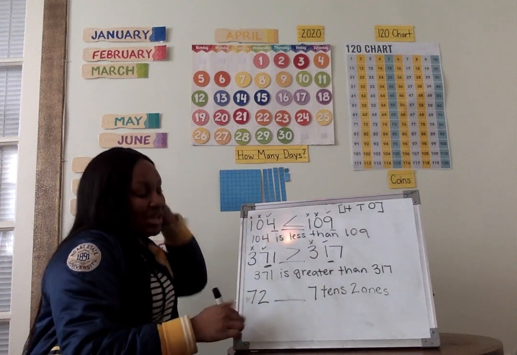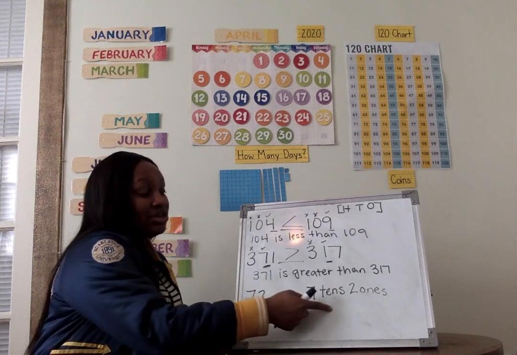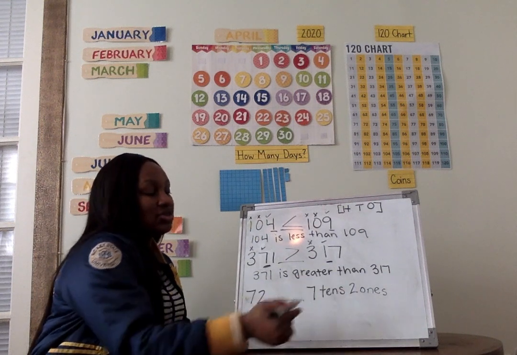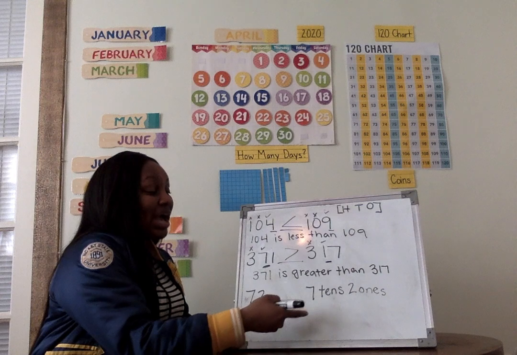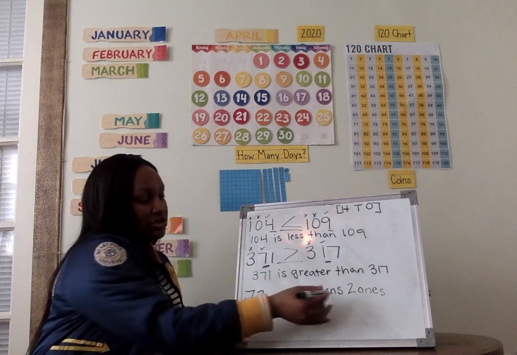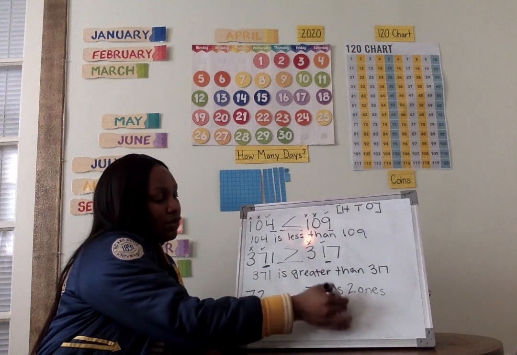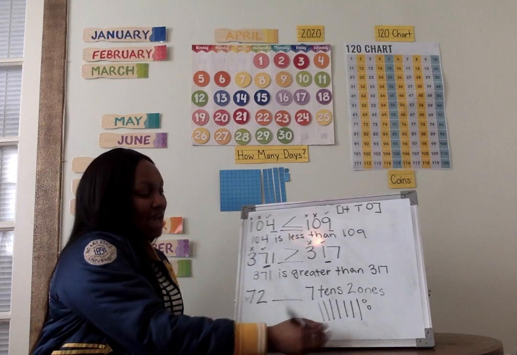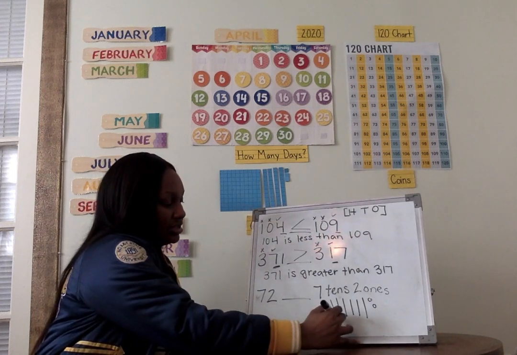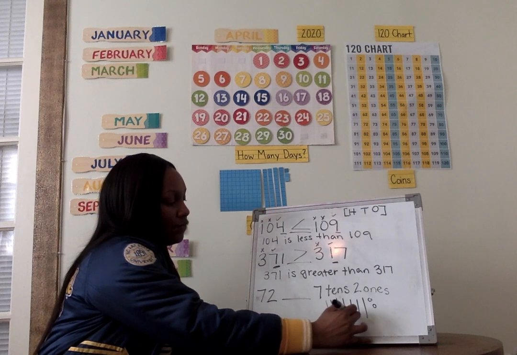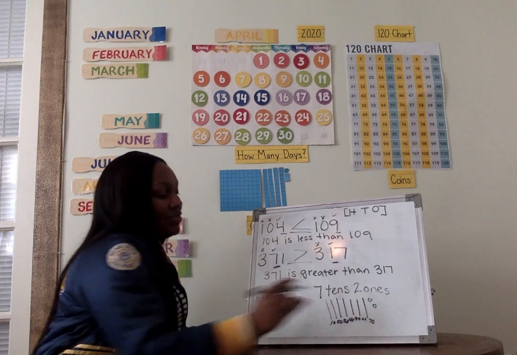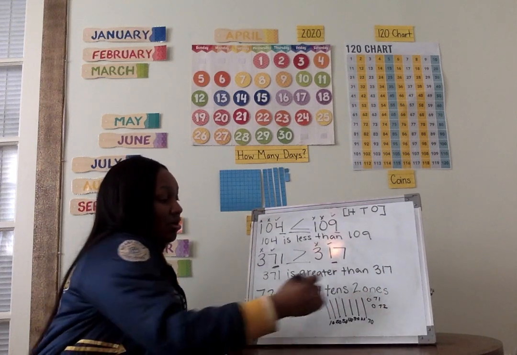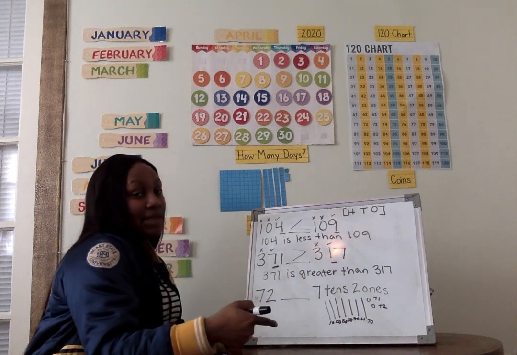Last problem, we have the number 72, and they try to trick us with 7 tens and 2 ones. What should I do to help me figure out what 7 tens and 2 ones is? Oh, I can draw a picture. Okay, let's draw a picture first. So 7 tens, 1, 2, 3, 4, 5, 6, 7, and 2 ones, 1, 2. Let's count to see how much I have all together. Count with me. 10, 20, 30, 40, 50, 60, 70. Stop. Switch. Count by 1. 71, 72.